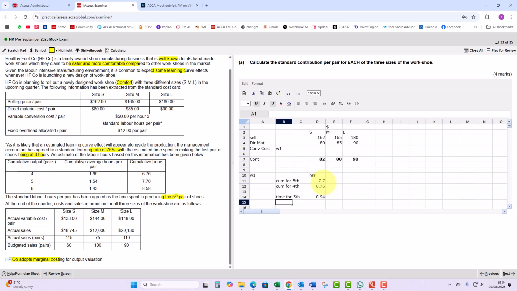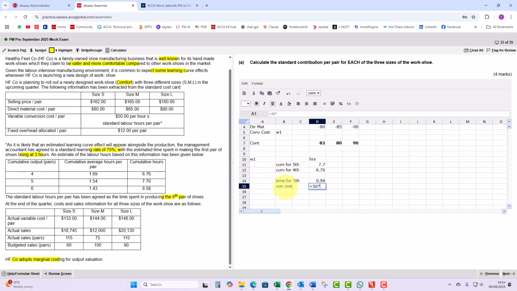This is in hours. The conversion cost will need to be in dollars, and we need to multiply that by 50. So the conversion cost is 50 multiplied by 0.94, so that's 47. I always inform my students not to just put numbers that appear from nowhere in the cell, but because the 50 is there, I'm comfortable doing that. But if you've got a number from a calculation, it's better to use the circular reference in, and then the examiner can click on your cell and see where it's come from.